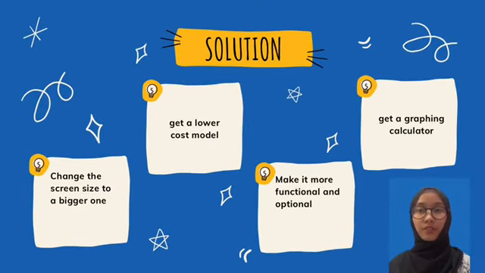For the small screen size, the solution is to change the screen size to a bigger one. Users can see the graph of a function accurately if they enter the function. Next, the solution for limited function is to make it more functional and optional. Add more functionality and options, for example, spreadsheets, e-activities, exam modes, and the ability to do dynamic graphing.